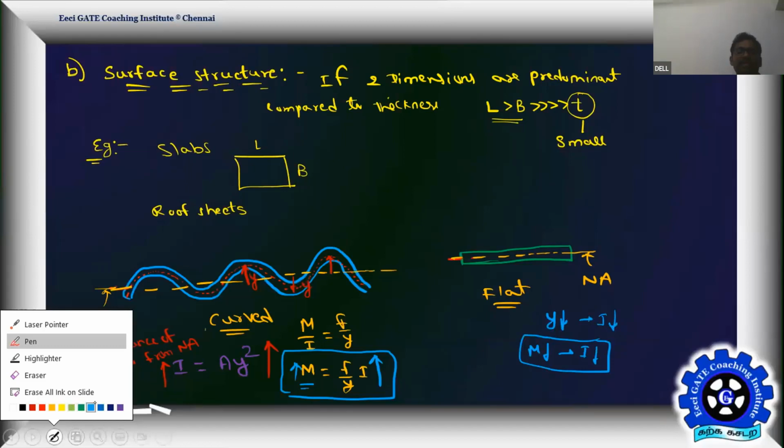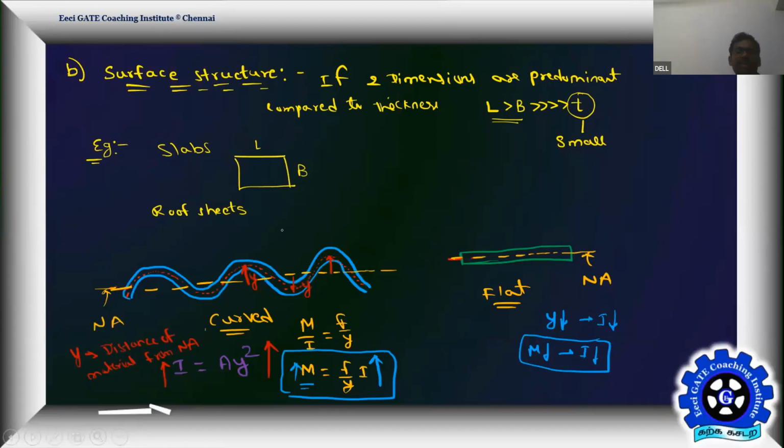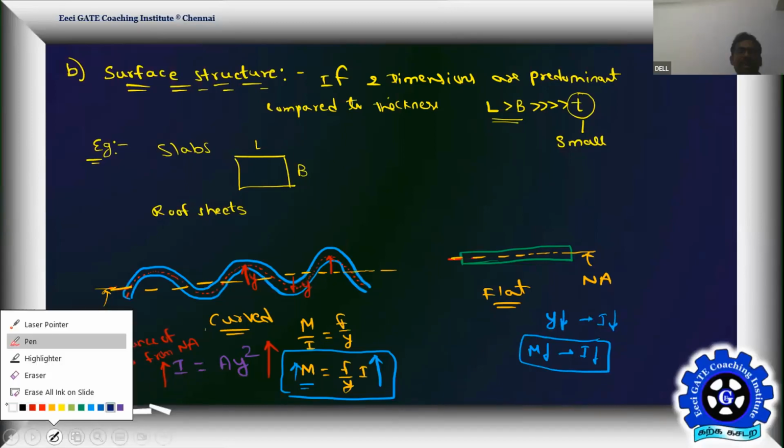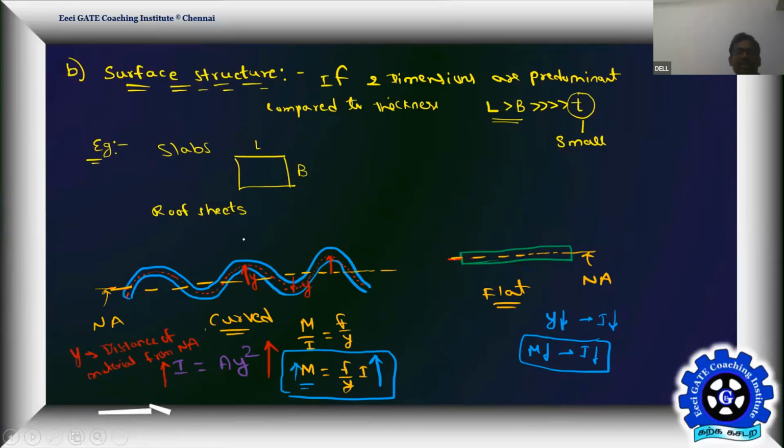So which element will carry more moment whenever you apply some load? Is it the curved roof or the flat roof? Curved roof. The curved roof is able to take the maximum moment. So the curved roof is preferable when compared to the flat roof because it is able to take more moment, so it can resist more moment. You understand the difference between them? Is it clear to everyone?